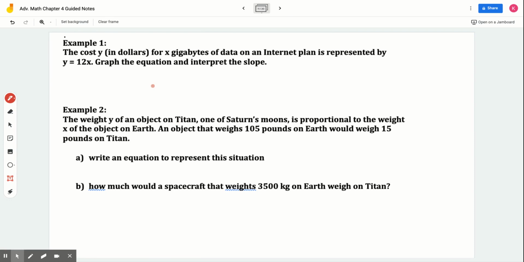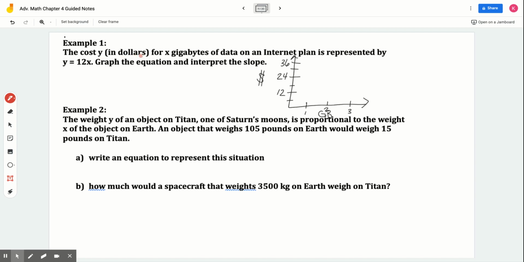The cost y in dollars for x gigabytes of data on an internet plan is represented by y equals 12x. Graph this equation and interpret the slope. So we're going to quickly work on graphing the equation. I'm going to rough sketch a graph in here, and then we will get started. All right, you can see that I've started with my graph. Again, a rough sketch here is fine.